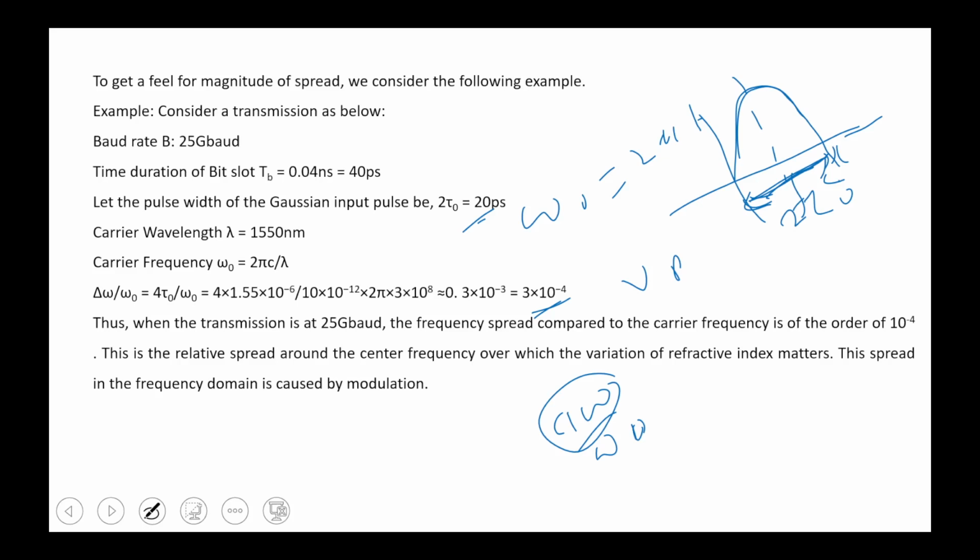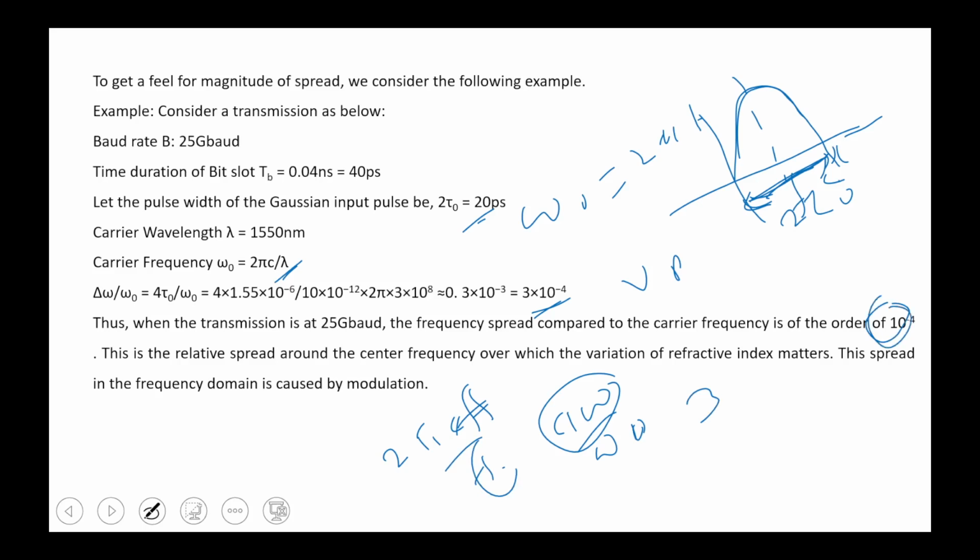When you transmit the 25 gigabit signal, the frequency spread is compared to the carrier frequency fc. So what is fc? You can calculate it from omega naught equal to 2 pi f, that is, 2 pi c over lambda. So the relative spread is of the order of 10 to the power minus 4.